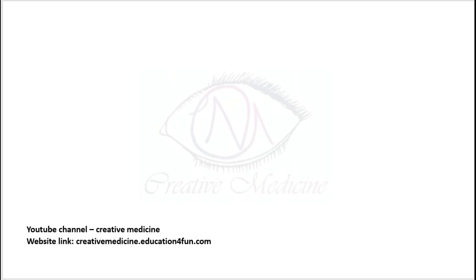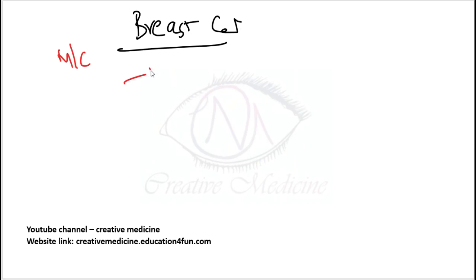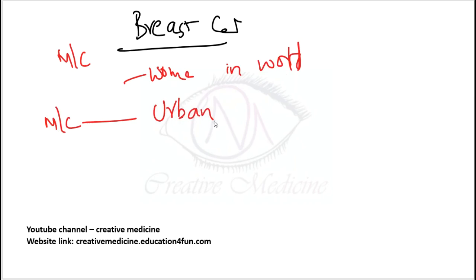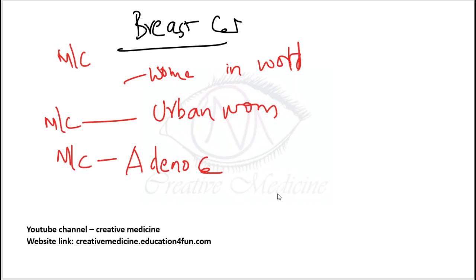Next, we have breast carcinoma. Breast carcinoma is the most common cancer affecting women in the world. If you were asked what is the most common cancer affecting urban women in India, that is also breast carcinoma. The most common type of breast carcinoma is adenocarcinoma, and it occurs mainly in the terminal lobular unit.